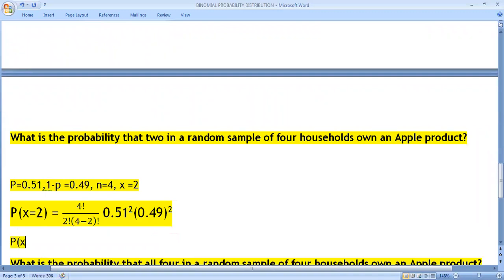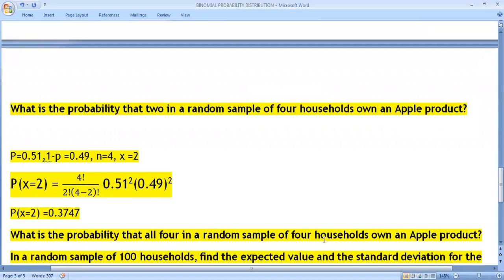So we come to the probability of X equaling 2. It equals what? Of course, you can press your calculators, but me, I have 0.3747. That is the probability that 2 in a random sample of 4 households own an Apple product.